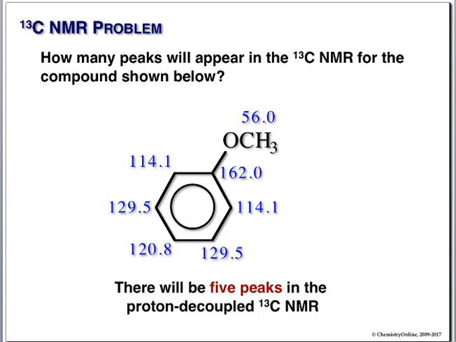We expect a total of 5 peaks. Methyl group up here is shifted because of the oxygen. We have a 162, a 120, 129, and 114.